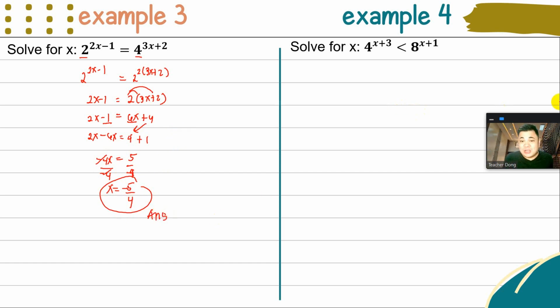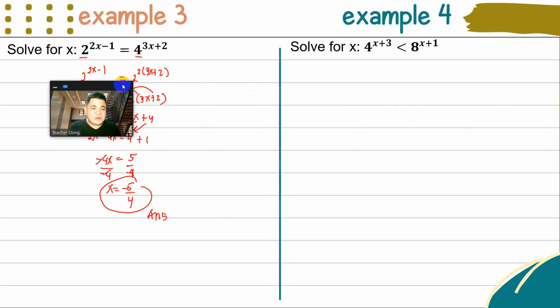So let's have example number 4. For example number 4, solve for x. This time it's inequality. So in the inequality, 4 raised to the power of x plus 3 less than 8 raised to the power of x plus 1. So don't be confused by this. It's just the same as the previous examples. So same thing, we have to make the bases similar.